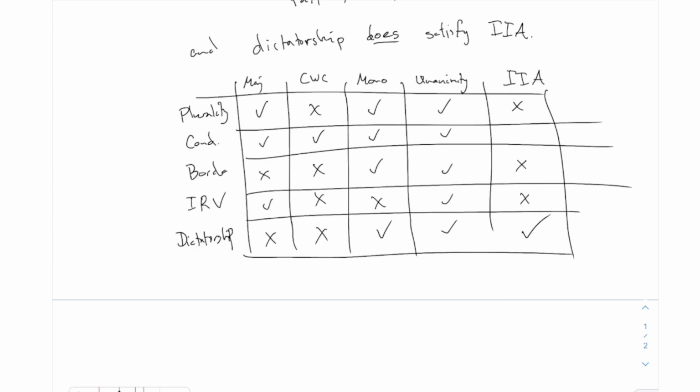The IIA is satisfied only by the dictatorship of the methods, although I didn't mention this one. I said on the homework, these two, the plurality and the IRV X's, you're going to work that out on the homework. What about the Condorcet method? If I change the votes, but I do not change anybody's ranking with respect to the winner, then in those pairwise comparisons you are not going to modify any of the pairwise matchups that involve the winner. And so the winner will still win. So there's a check in that column. The Condorcet does satisfy the IIA.